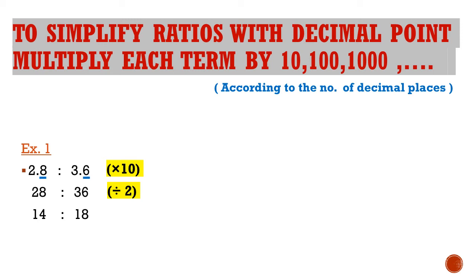28 divided by 2 equals 14. 36 divided by 2 equals 18. Both of them are even, then divided by 2 again. We get the ratio 7 to 9, and this is the simplest form. Exercise 2.